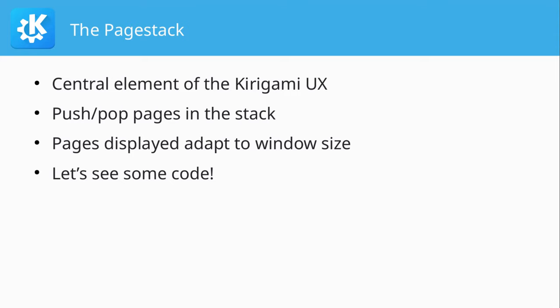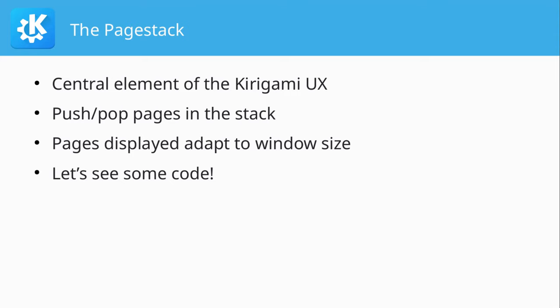And those pages are kind of like screens where you go from one screen to another and then maybe back. So if you take, for example, a chat application, you usually have a list of ongoing conversations. And if you click on this list, then a new page gets pushed on the stack that shows the actual conversation. And the way they are displayed automatically adapts to the available space and thus to your form factor.